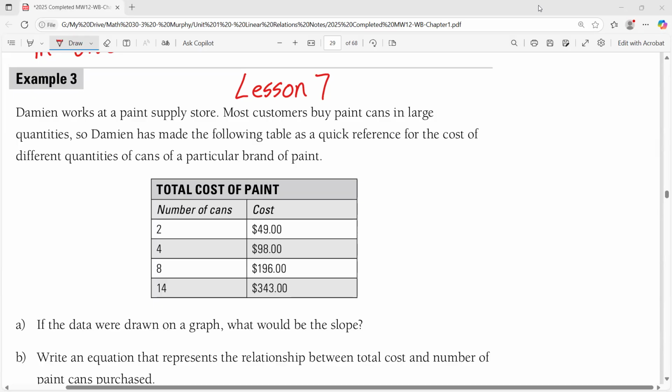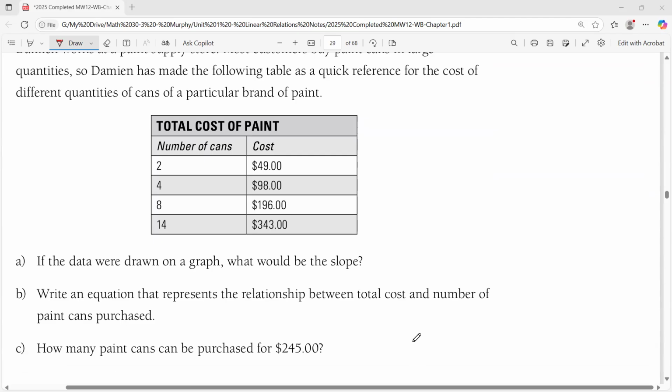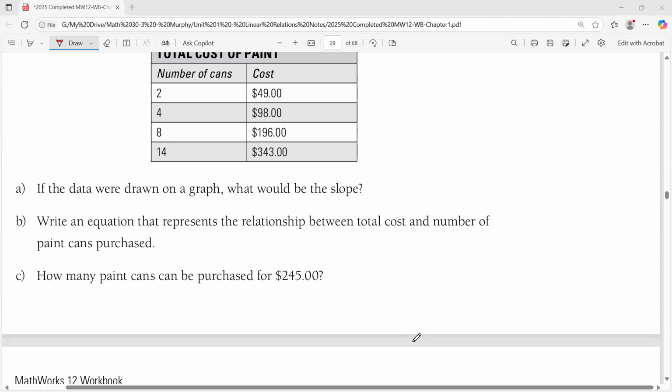So 2 cans cost him $49, 4 cans cost him $98, 8 cans cost him $196, and 14 cans cost him $343. So A, if the data were drawn on a graph, what would be the slope? B, write an equation that represents the relationship between total cost and number of paint cans purchased. And C, how many paint cans can be purchased for $245?